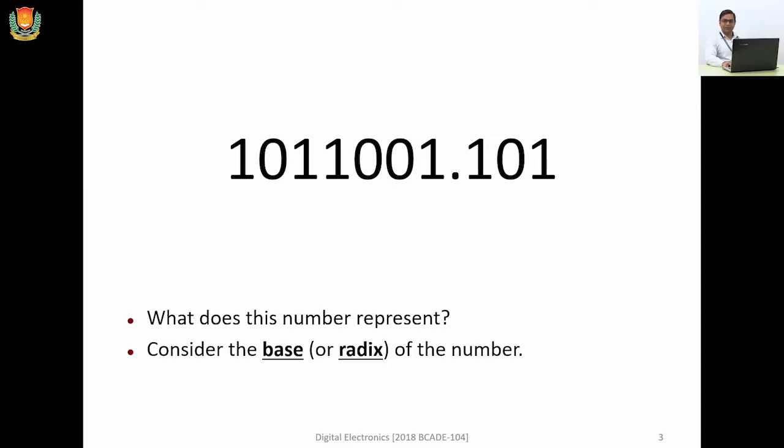101100.101. It is a binary number. It may be an octal number. It may be a decimal number. What is the meaning of the radix? Radix or the base value is the value of the number system in which we are talking about the number or the sequence.